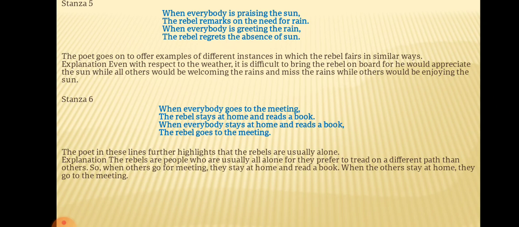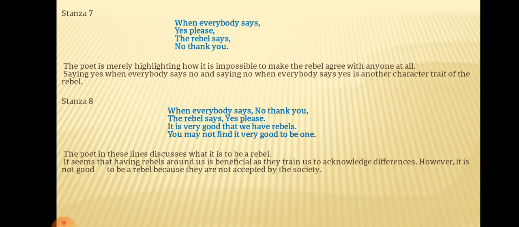So when others go for a meeting, they stay at home and read a book. When others stay at home, they go to the meeting. Stanza number 7. When everybody says yes please, the rebel says no thank you. The poet here merely highlights how it is impossible to make the rebel agree with anyone at all. Saying yes when everybody says no, and saying no when everybody says yes, is another character trait of the rebel.